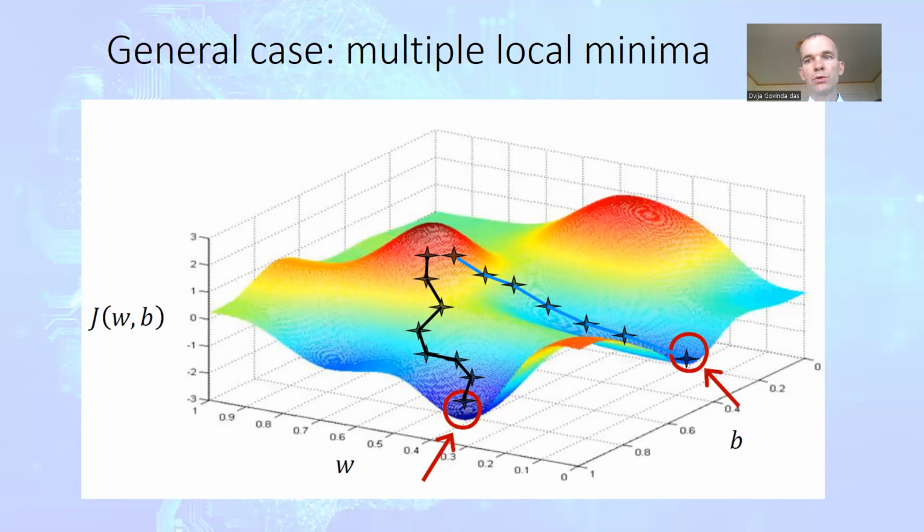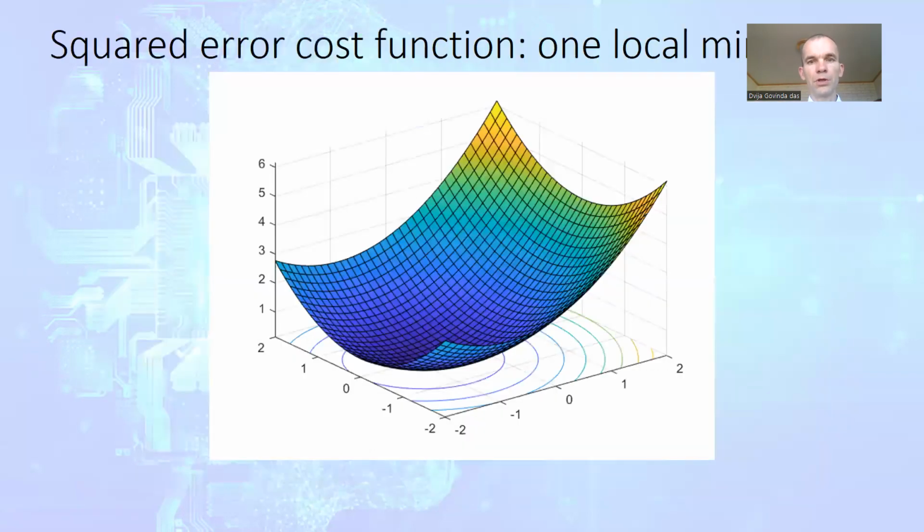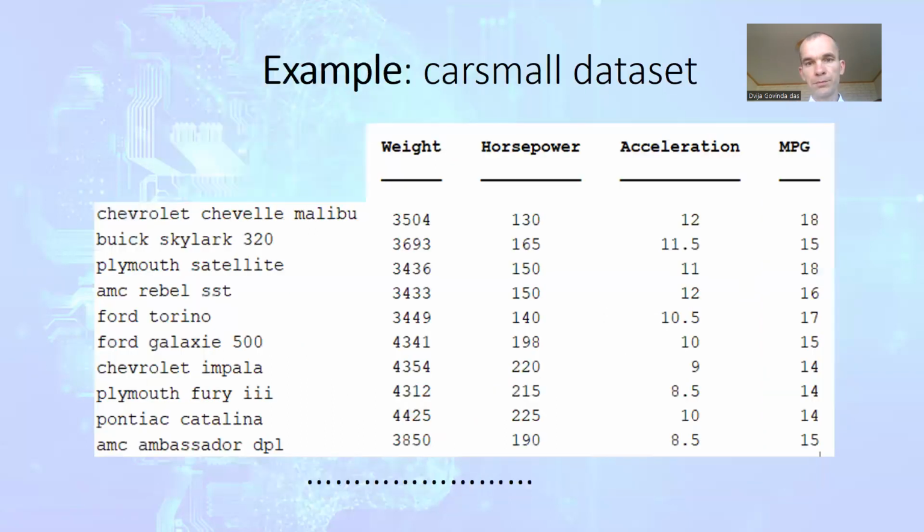Of course, in the general case there could be multiple local minima. But in our square error cost function for linear regression, there is only one point of local minimum.